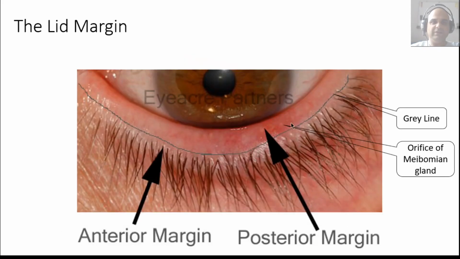And these are the openings of the meibomian glands, and obviously you can see the cilia of the lashes. We'll talk about diseases of the lid margin. We've already talked about diseases of the lid margin before, so I'm pretty sure you have a lot of knowledge and information about these structures by now.